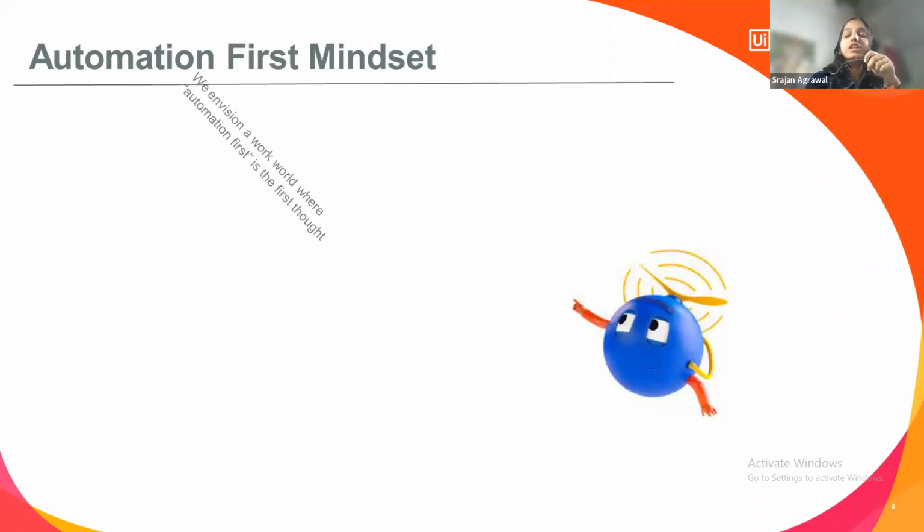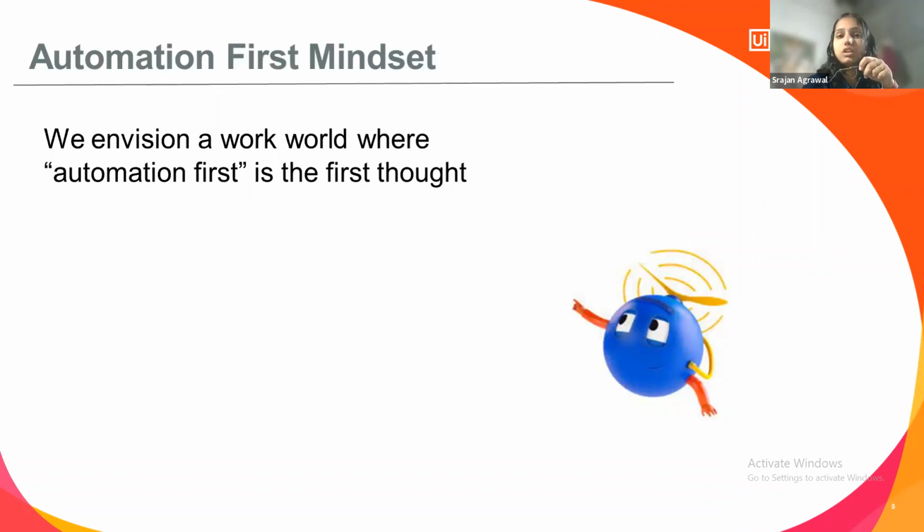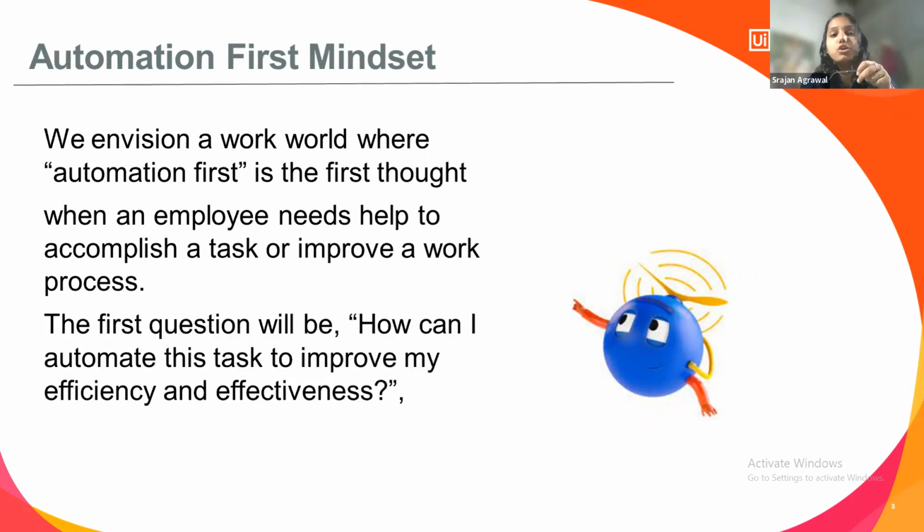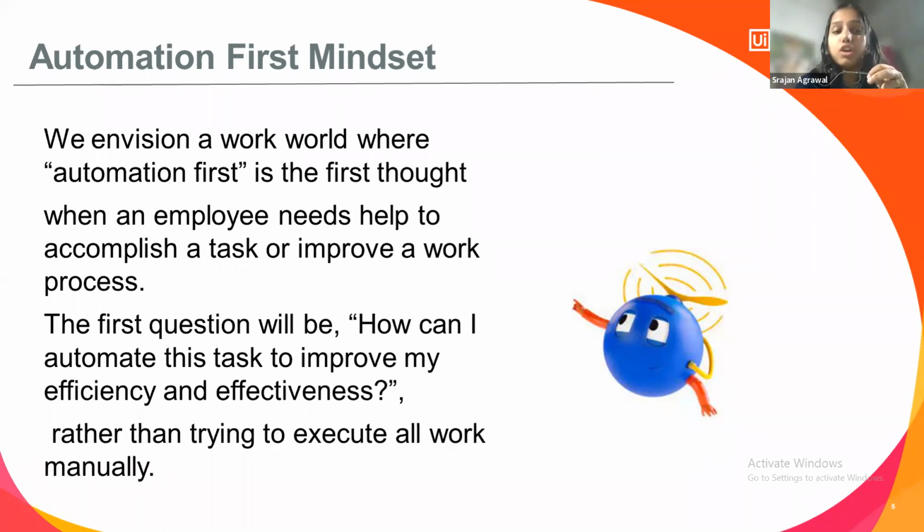Automation first mindset. So we envision a work world where automation first is the first thought. When an employee needs help to accomplish a task or improve a work process, the first question will be, how can I automate this task? So if you are learning automation, this is the first thing which you should develop, the automation first mindset. You should have that much clear understanding that if you are doing some work, is it repetitive? If it is repetitive, then there should definitely be an automation for that particular work, right? Rather than trying to execute all work manually.